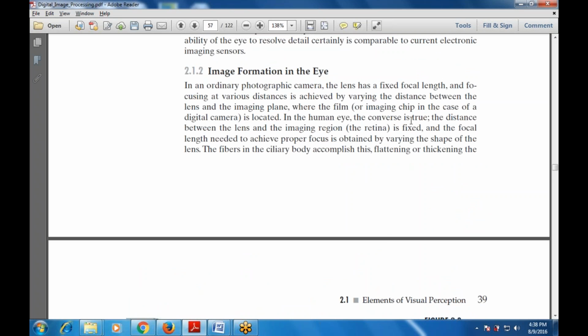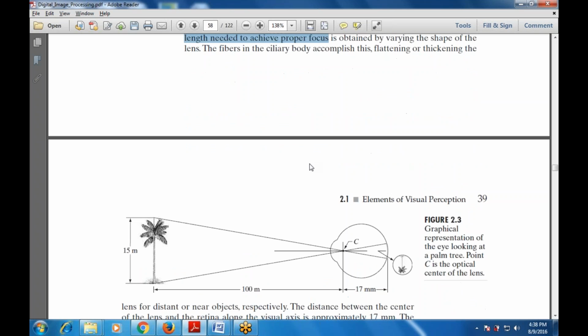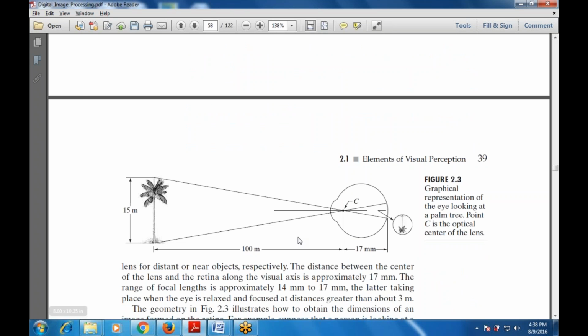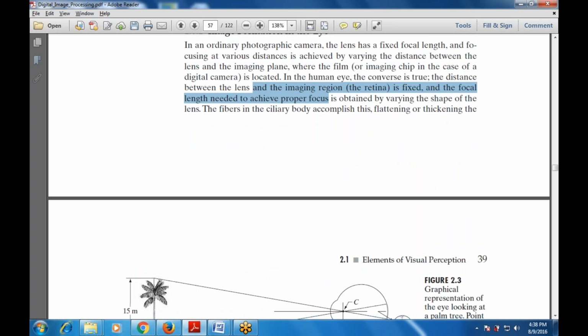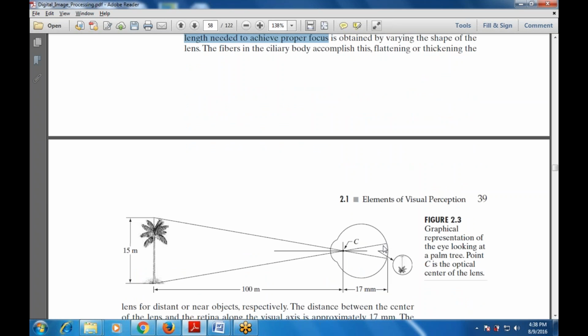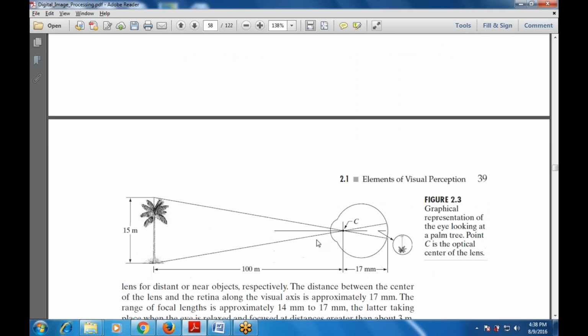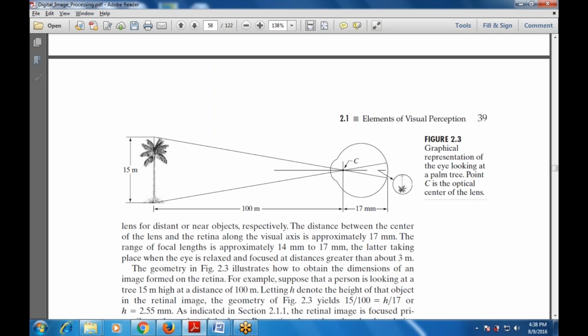In the human eye, the converse is true because the distance between the lens and the imaging region is fixed, and the focal length needed to achieve proper focus is obtained by varying the shape of the lens. That means this length is fixed; this is 15 meter, this is 100 meter, this is 17 mm. The fibers in the ciliary body accomplish this by flattening or thickening the lens for distant or near objects respectively. The distance between the center of the lens and the retina along the visual axis is approximately 17 mm.